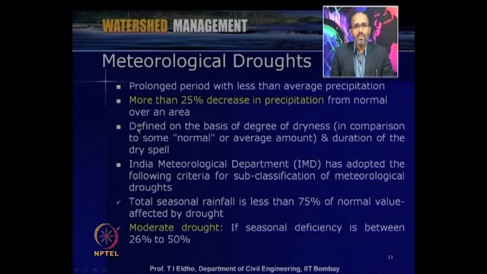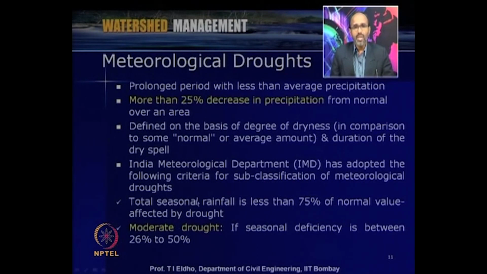So, that way we can define the drought situation on the basis of degree of dryness, in comparison to some normal or average amounts and duration of the dry spell. Accordingly, we can classify the meteorological droughts based on the degree of dryness. For example, according to the norms of the Indian Meteorological Department, IMD, they have adopted the following criteria for sub classification of meteorological droughts.